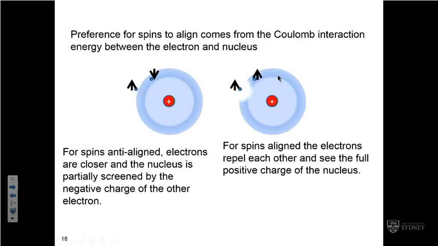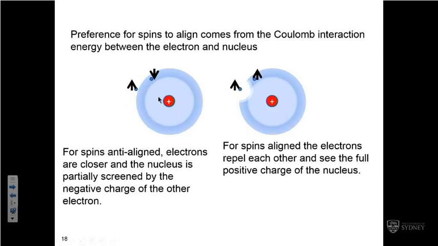And when they are further apart than in the opposite case, it means that there is a greater Coulomb interaction between that electron and the positive nucleus. In this case, when they're anti-aligned, they can get closer together. And for example, this electron then, the interaction with the nucleus is reduced due to the negative charge of this electron. So we say that this electron is partially screened by the closeness of this electron. Okay.